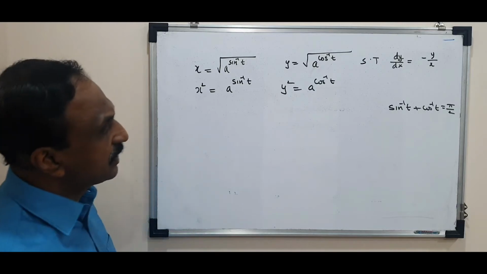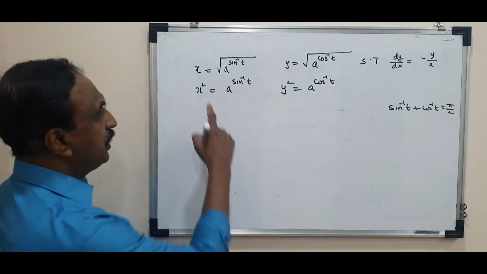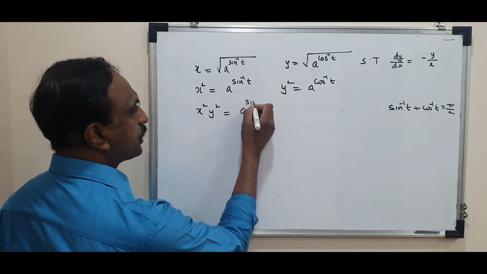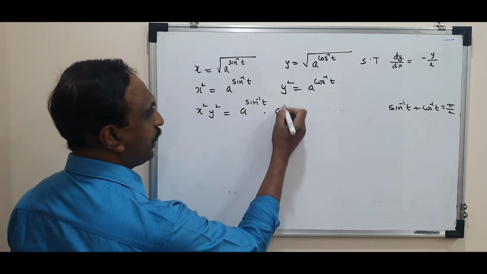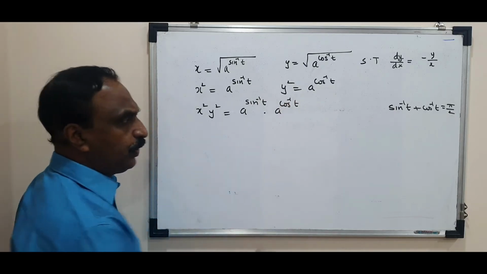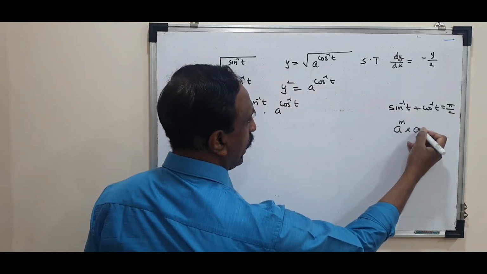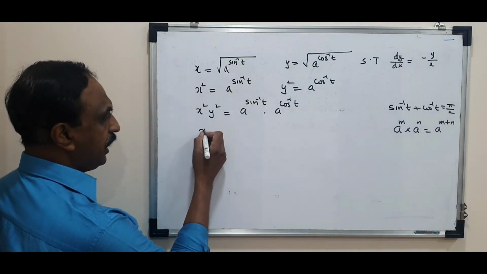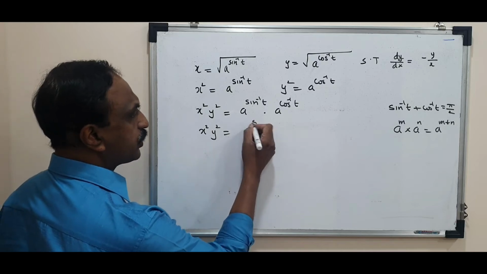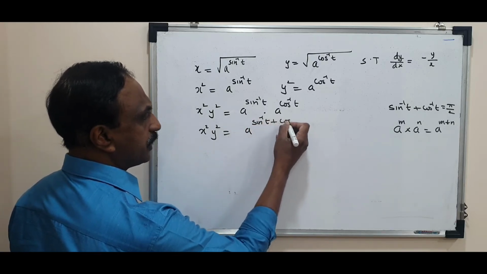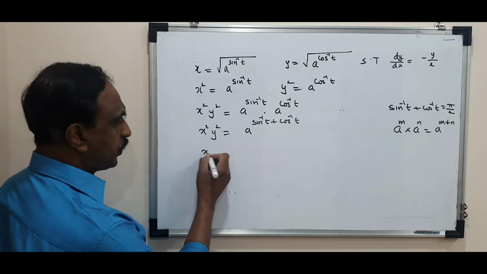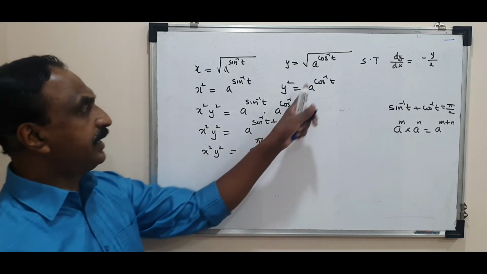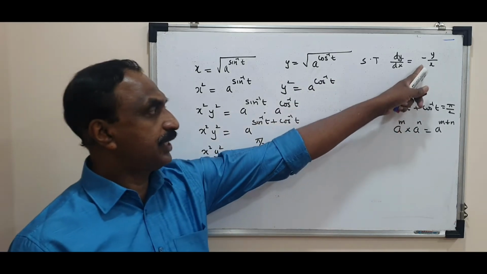How can I get sine inverse t plus cos inverse t? If you multiply both of them, x square into y square is a raised to sine inverse t into a raised to cos inverse t. We know that a raised to m into a raised to n is a raised to m plus n. So I can write x square into y square is a raised to sine inverse t plus cos inverse t, and that is a raised to pi by 2. Now I have eliminated t from the equation.